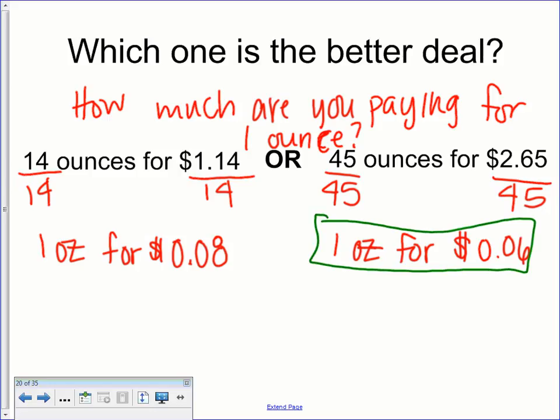Now it's going to really depend on, are you going to use all 45 ounces? Or do you really only need this much? If that's the case, I would go with this one even though it's 2 cents more. I would end up wasting all of this if I didn't use it all.